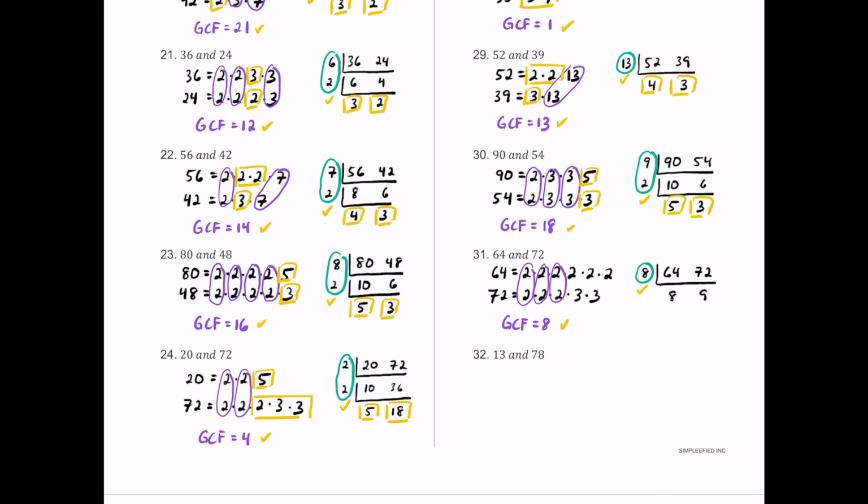So again, in this case, maybe the ladder method is the better way to go. Or you can use prime factorizations if you feel more comfortable. So there are 2 methods that work better for different people in different cases.